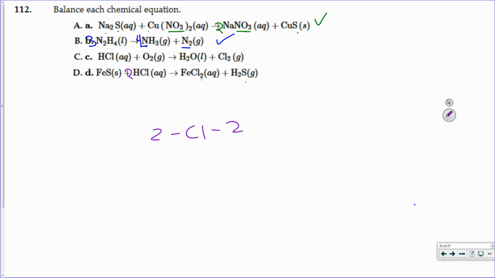All right. On iron atoms, I've got 1 on the left, 1 on the right. Sulfurs, I've got 1 on the left, 1 on the right. And the last thing is the hydrogens. I've got 2 on the left, 2 on the right. Balanced. So sometimes it's just changing one coefficient, putting the 2 in front of the HCl. Balances that one out. Okay.